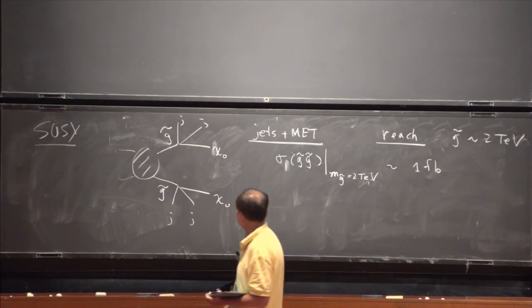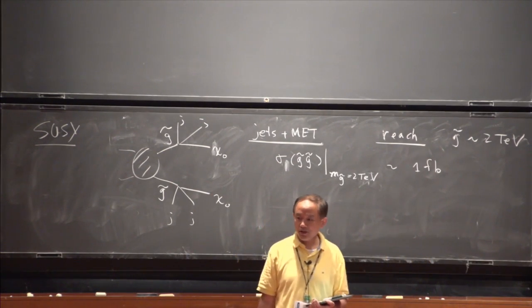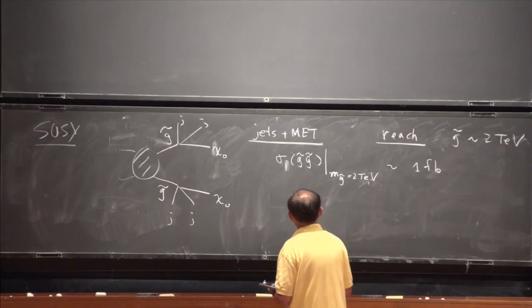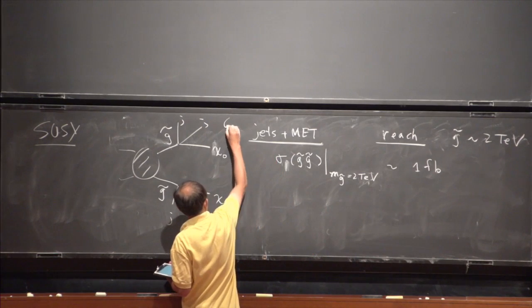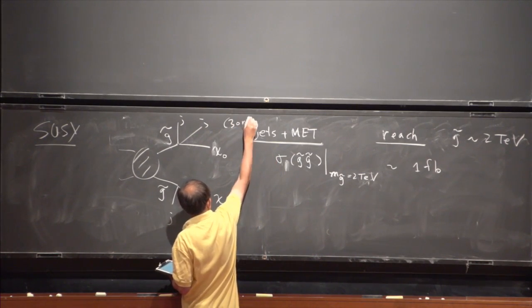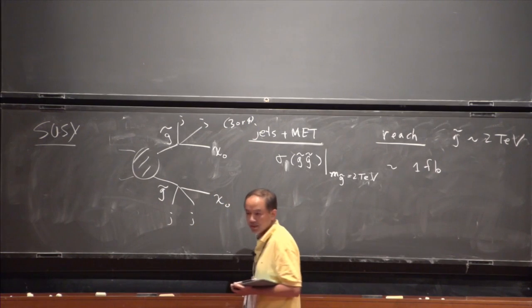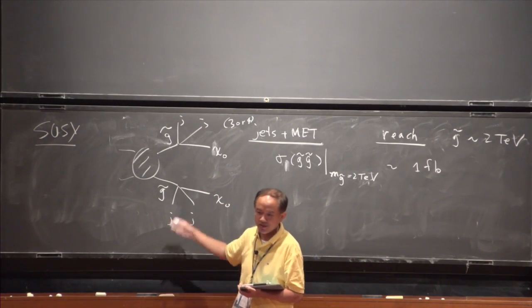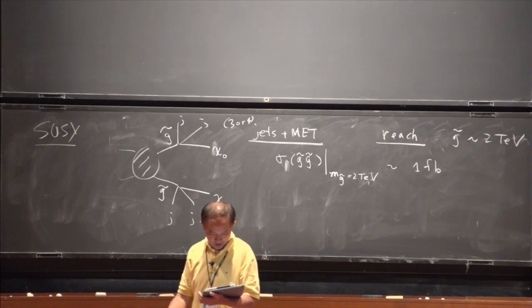So there can be a lot of standard model background for this that gives you jets plus missing energy. This is basically looking for 3 or 4 jets plus missing energy. You may not be able to see all these jets. Maybe some of them become 1 jet and so on.